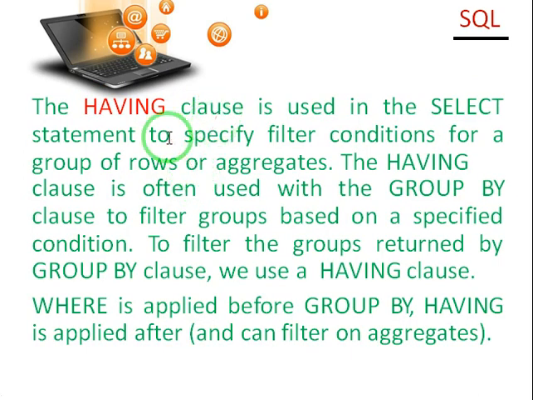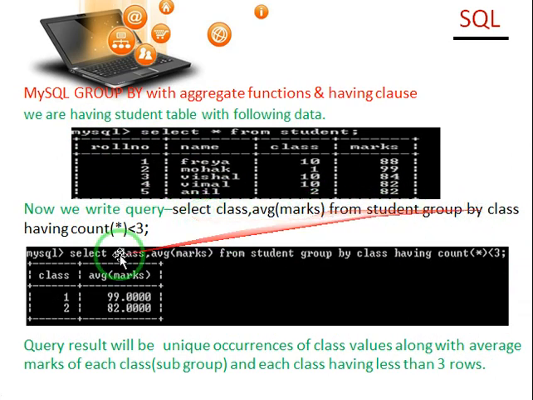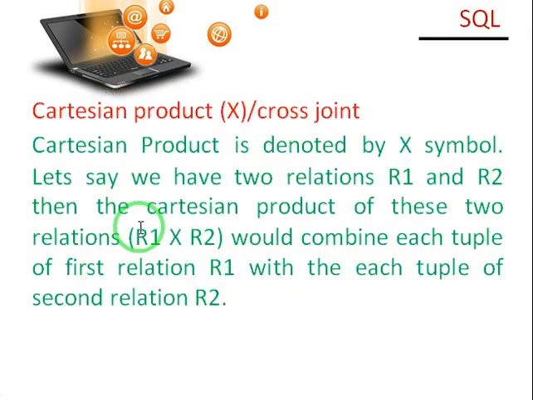Now, very important, the HAVING clause is used in the SELECT statement to specify filter conditions for a group of rows or columns. The HAVING clause is often used with the GROUP BY statement. So after using GROUP BY, we use HAVING. One example: SELECT class, AVG(marks) FROM student GROUP BY class HAVING AVG(marks) < 90. We first group by class, then check if the average of the marks is less than 90, and only then do we display the required data. This is another example where we use HAVING where the count of the classes is less than 3.